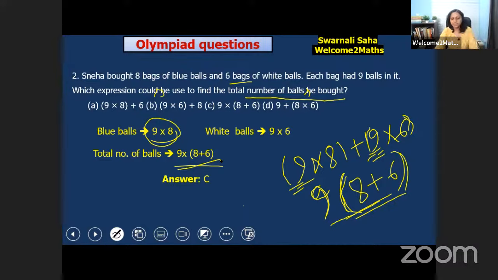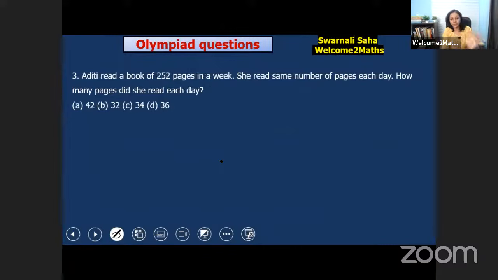Okay, answer C. So now let's move on. Let's solve the next question. Question number 3. So try to solve this. Aditi read a book of 252 pages in a week. She read the same number of pages each day. How many pages did she read each day? That we have to find out. And we have 4 options, which would be the right one that you have to find out first. Then I will tell you the answer.